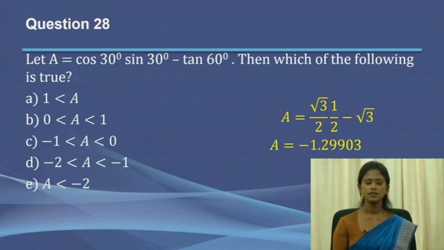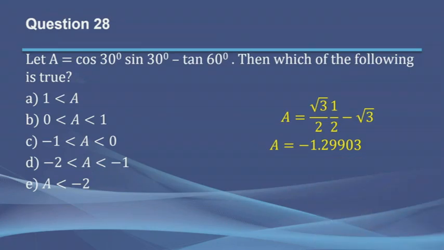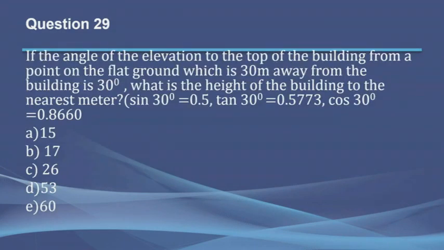So this is the answer, and here what they are doing is they are not directly asking about the answer, they are just giving the range. So you have to find the range which best fits the answer you have already calculated. So the correct range, which contains minus 1.29903, is D.